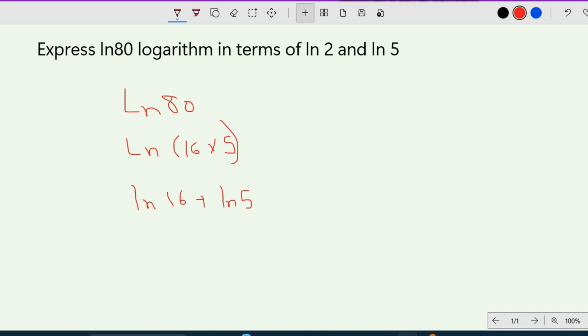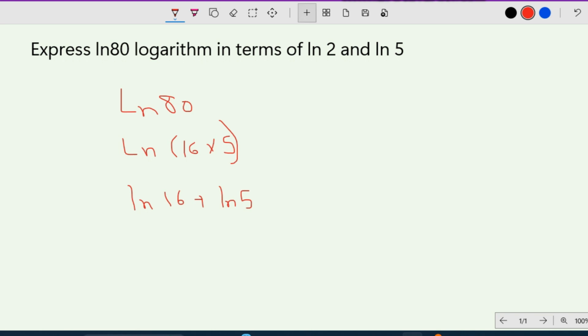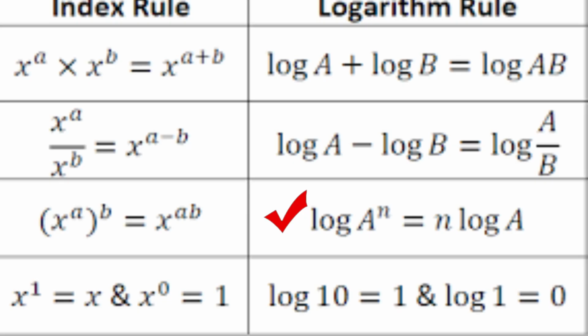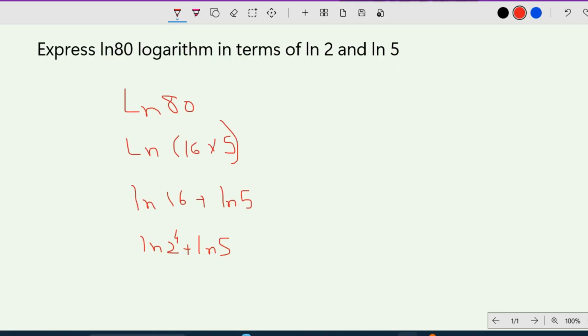Now what we have to do, we have to express it in ln2 and ln5. So we have got ln5 already. Now we have to express ln16 as ln2. Express 16 as 2 power 4. ln5 will remain the same. So according to the power rule of logarithm, the power will become the coefficient. So we write 4 ln2 and ln5.